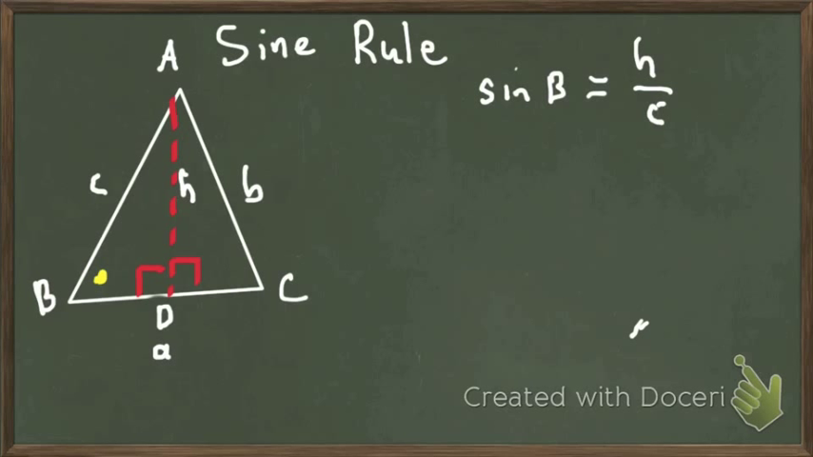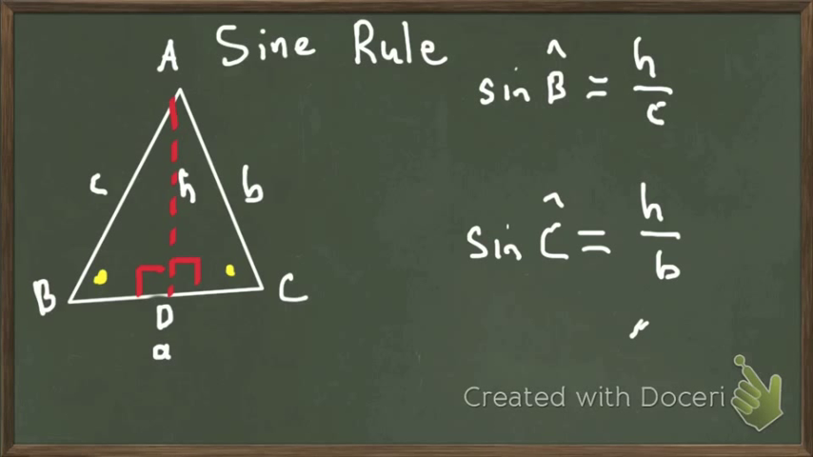Then if I look now to the angle C, I can write down that the sine of C, and maybe I should put little hats on these angles, is equal to, it's also opposite the angle C, h, the height, over, now what's the hypotenuse this time? It's going to be little b. Okay, so I've done that.